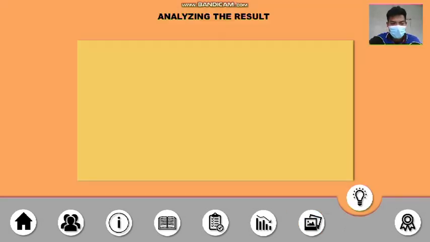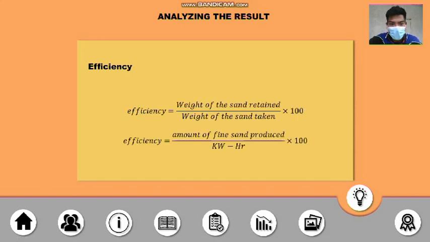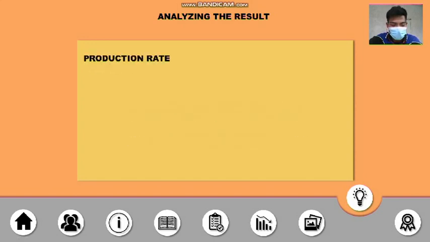Analyzing the result. The researchers will test the functionality of the modified quartz sand sieving machine and its performance in terms of efficiency, production rate. The production rate of the machine is recorded and plotted in the table shown below.